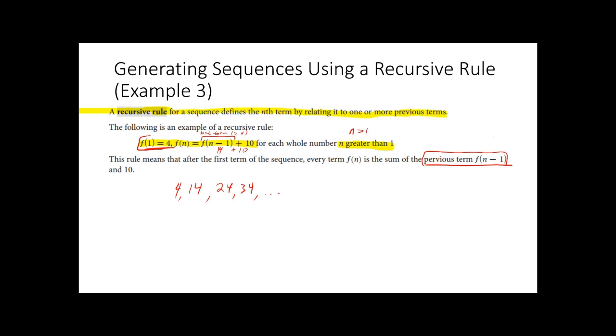So just remember, f of n minus 1 is just an algebraic way of expressing the last term that we dealt with. We have to know where we start, the first term, which actually has to be stated, and then the rule. Now, what's our common difference from 4 to 14? It's 10. Common difference from here? It's 10. It's 10 all the way across. So our difference is actually the number that's either being added or subtracted right here, okay?